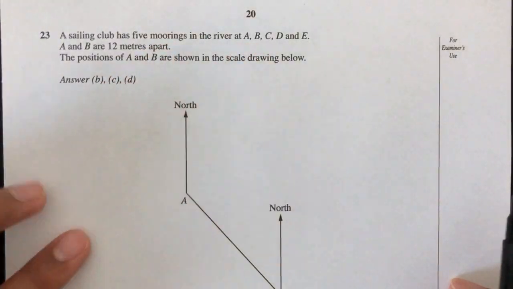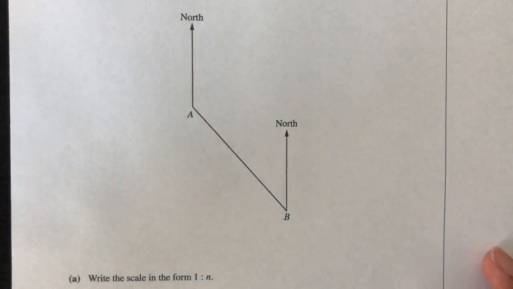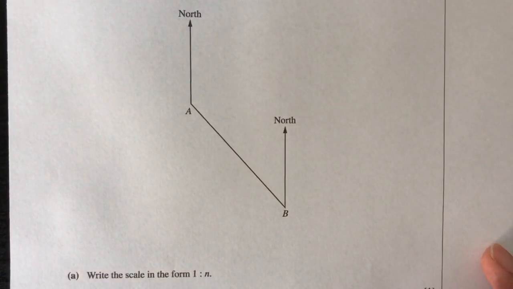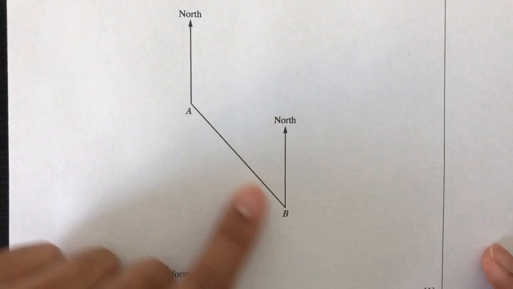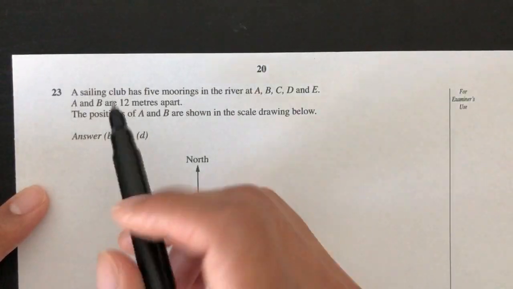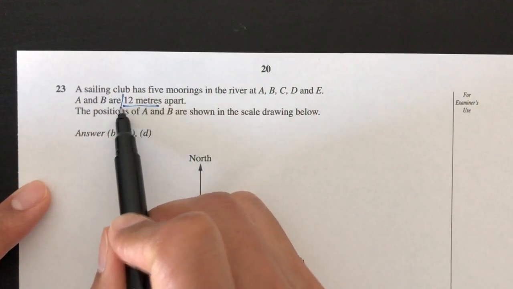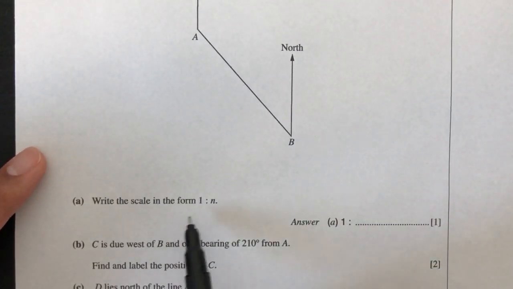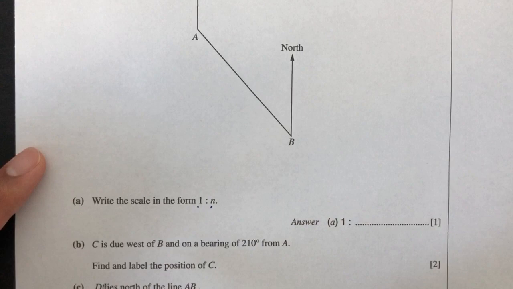So at A, B, C, and E. Those are the points for the moorings. Now we have A and B are 12 meters apart. So A and B, the length is 12 meters apart. Okay, so write down the scale in the form of 1 to n.